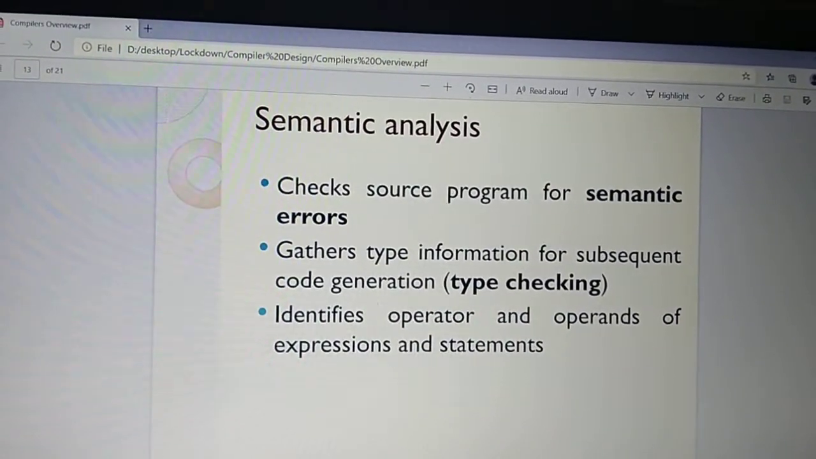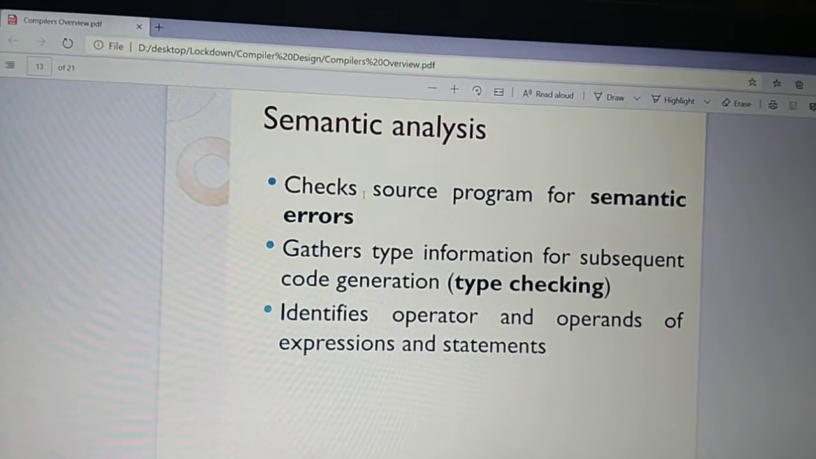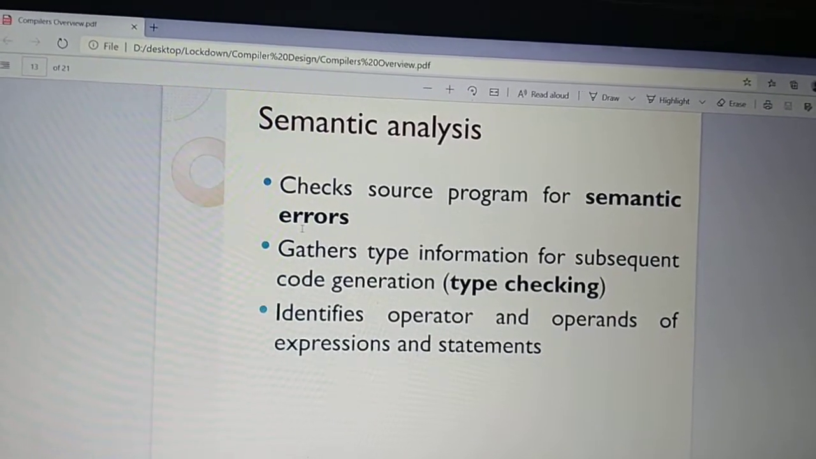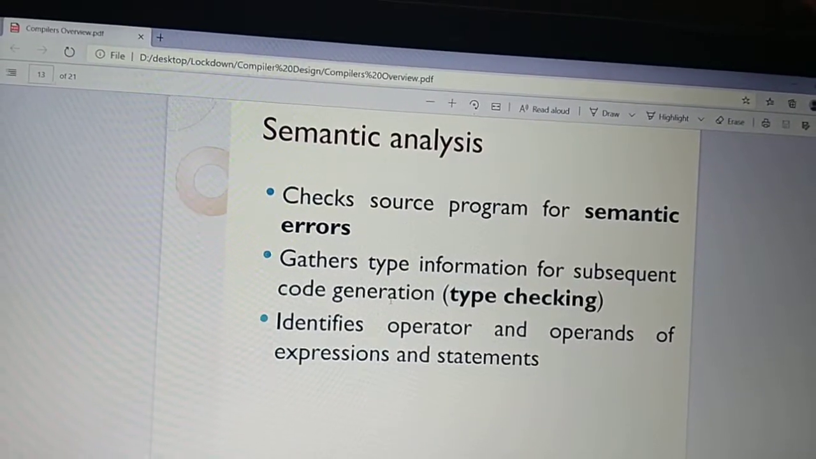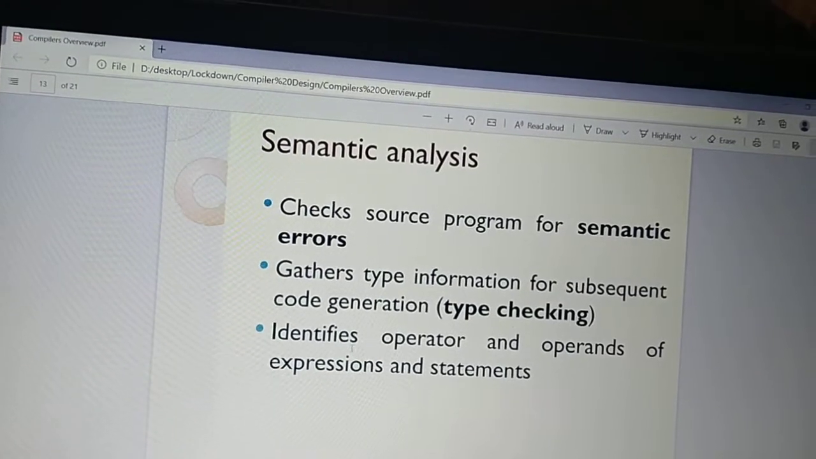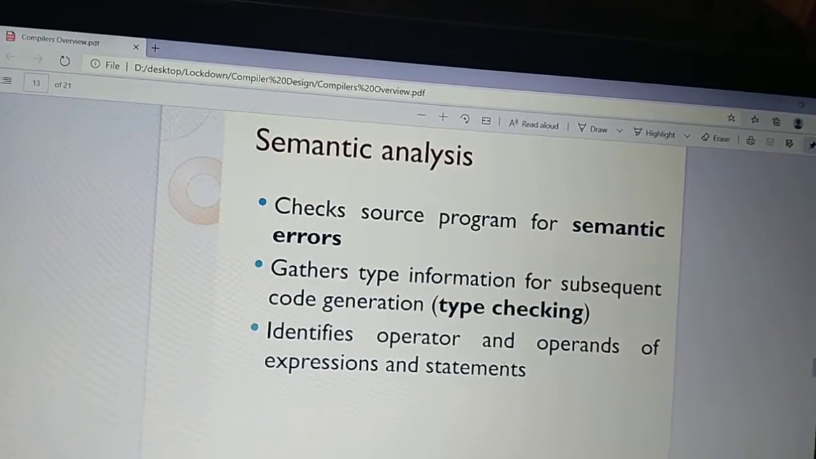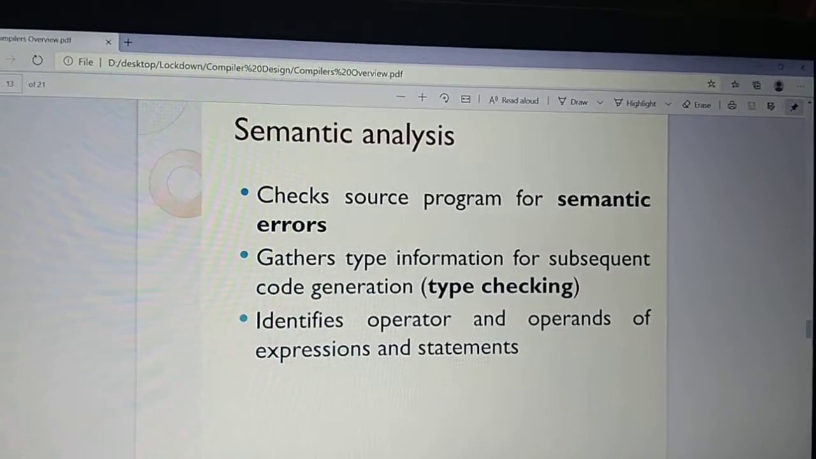The third phase of analysis is the semantic analysis phase. In this phase, it checks the source program for semantic errors. It gathers the type information for subsequent code generation, which is also known as type checking. It identifies the operators and operands of the expressions and statements.